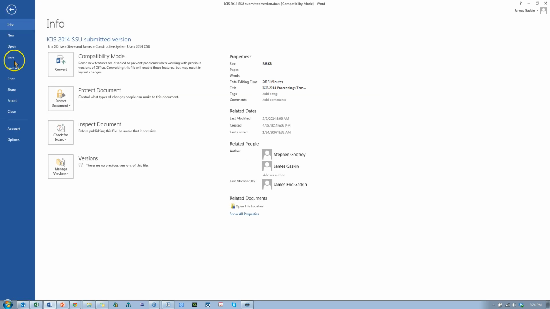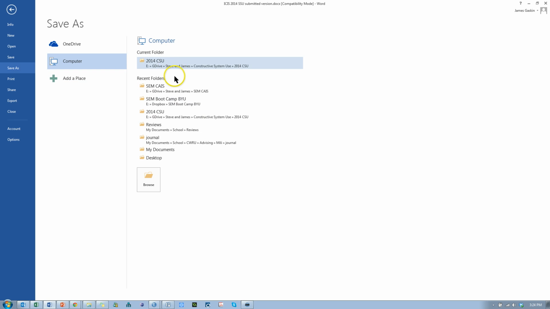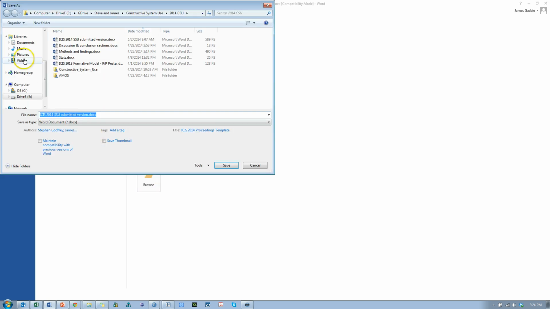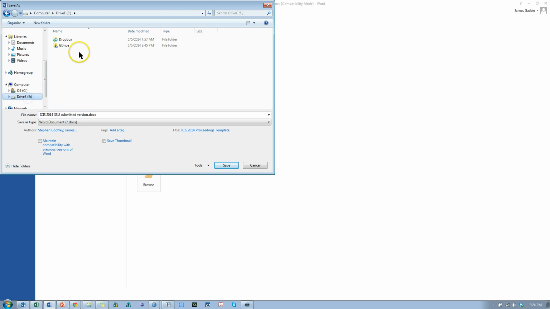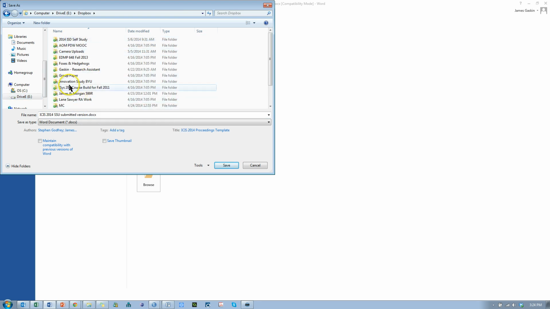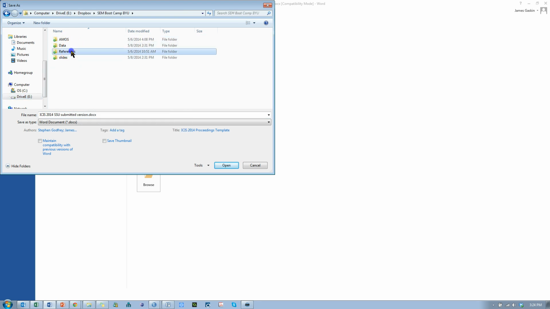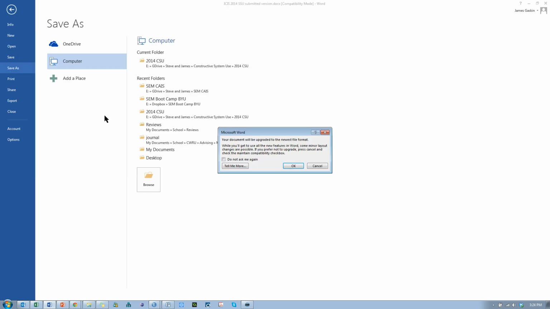File, save as, and stick it in the Dropbox folder. Browse to Dropbox, and SEM BootCamp, wherever you are. And I'll put it in references. This is a don't distribute or try to publish. There we go.